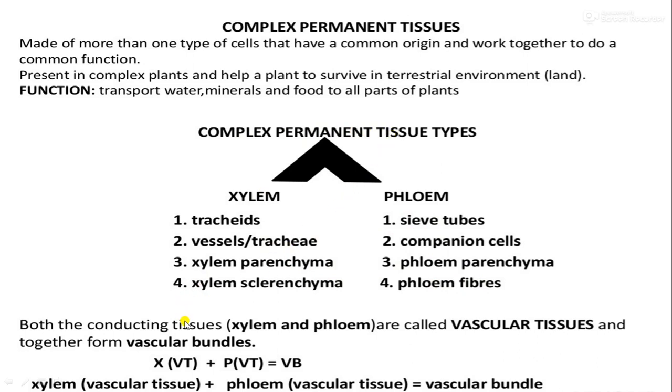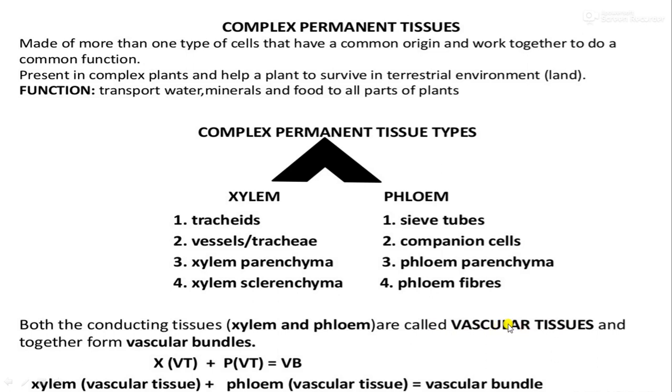And both conducting tissues, xylem and phloem, are called vascular tissues. Vascular means transporting materials. So they are called vascular tissues. We also have a vascular system, blood vascular system. Our vascular system is blood and heart and blood vessels.